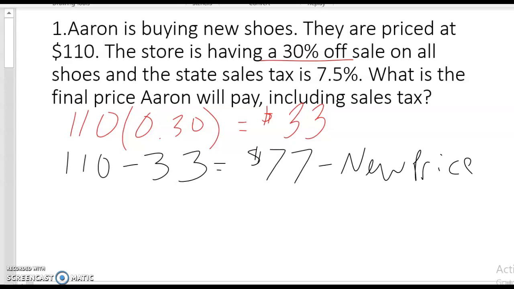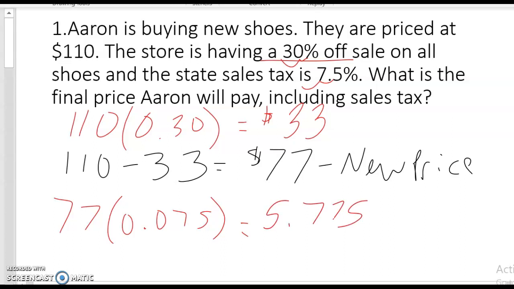Now, I know that I have to pay sales tax, and sales tax is 7.5%. So remember, percent to a decimal, we're going to move that two places. We did that as well with the 30. And that's where I get the 0.075. So when I multiply those together, I get 5.775. Now we know in money, we round to the nearest penny. So that rounds to $5.78. This is the sales tax.